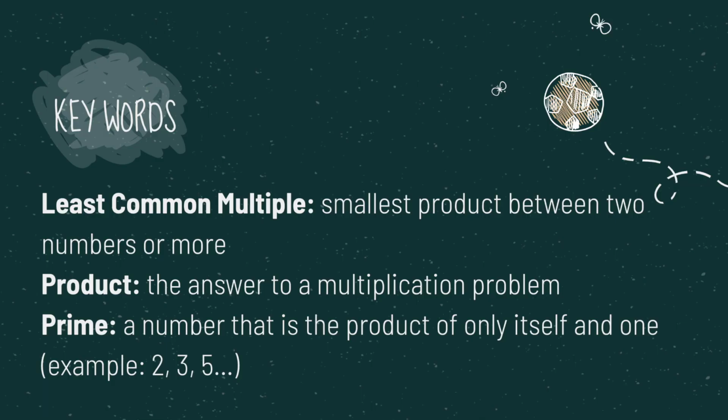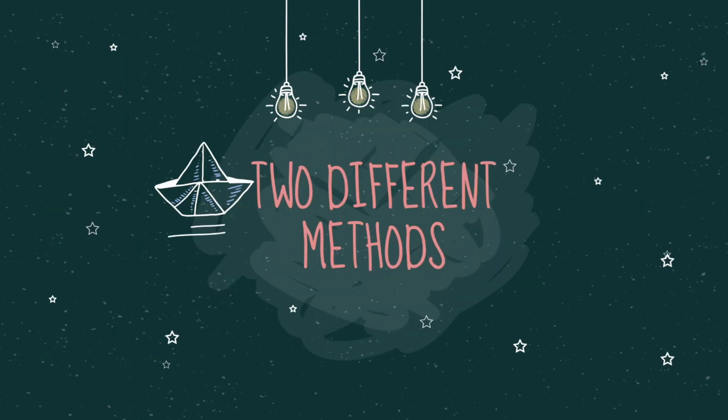Some key words are lowest common multiple, which is the smallest product between two numbers or more. Product is the answer to a multiplication problem, and a prime number is a number that is the product of only itself and 1. So this means that 2 would be a prime number because no other factors multiplied together will give you 2. Only 2 times 1 gives you that. And it's the same thing with 3 and 5 and 7.